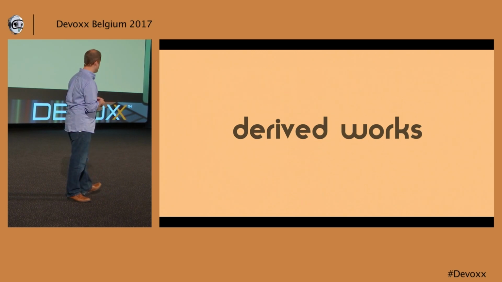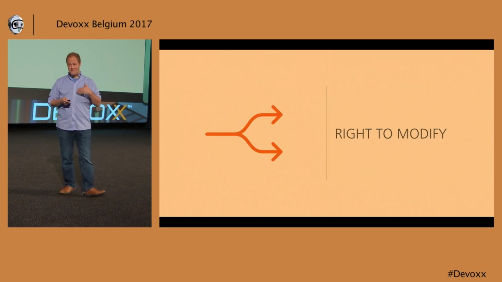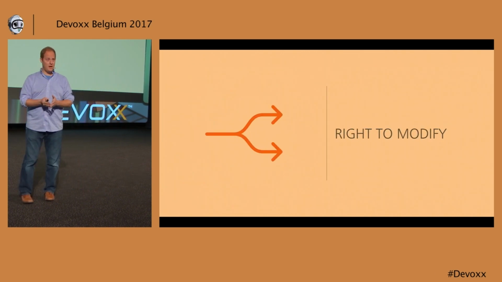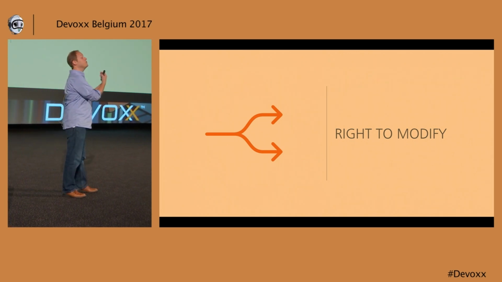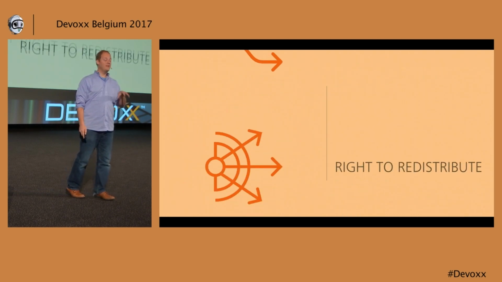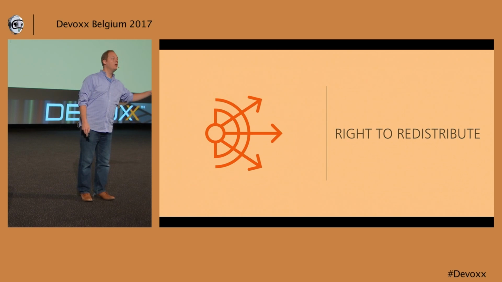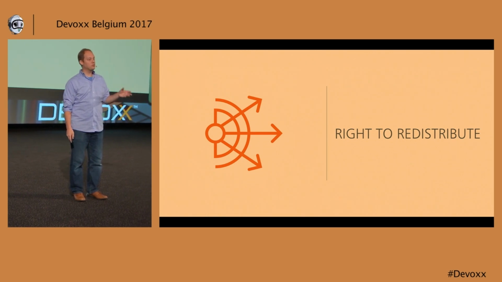Now, derived works is an interesting one because it actually has a couple of subcomponents. For starters, it means that you have the right to modify the software. Not only can you take it in, use it, and freely redistribute it, right? You have the ability to make changes as you see fit. You can modify it, and moreover, after you've made modifications, you have the right to distribute your modified code, what we call a derived or derivative work.